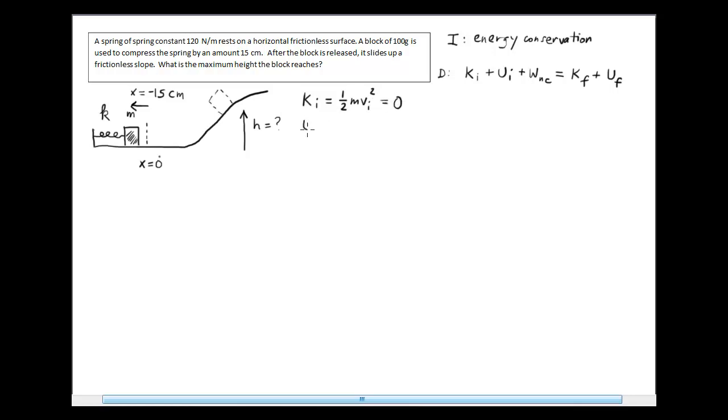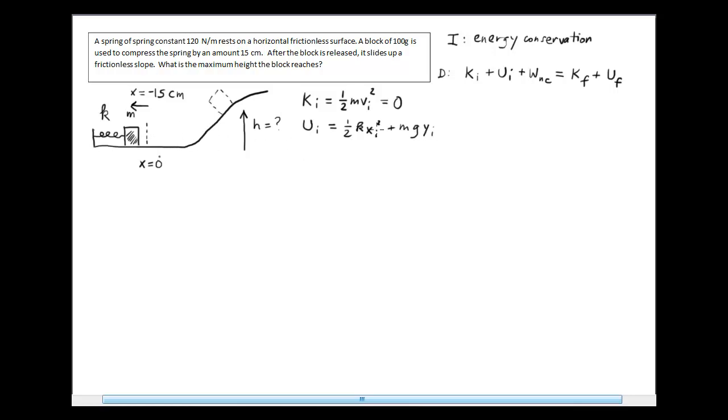The initial potential energy, now in this problem there are two kinds of potential energy that we need to consider. There's the spring potential energy, and then there's the gravitational potential energy. All right, and the spring potential energy is 1/2 k x initial squared, and the gravitational potential energy is mg times y initial. I'm going to use y here because I've already got h in the problem. That's going to represent the final height. But gravitational potential energy is always measured in terms of the vertical position, so we'll just call it y initial.